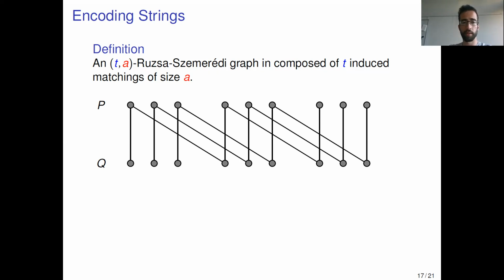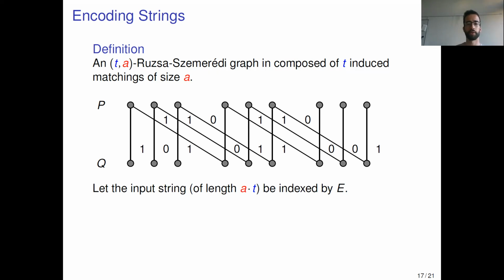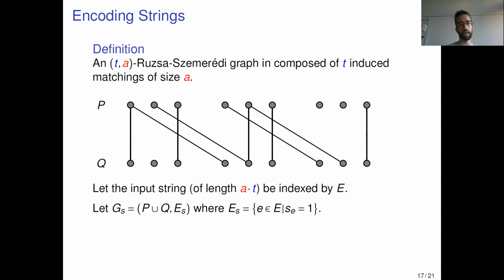And how are we going to use this to encode a string? So first of all, the length of our string is going to be the number of edges in this graph. And for simplicity, we're going to assume that the string is indexed by edges of the graph. So we can just think of the input string as 0-1 labels on the edges of this Ruzsa-Szemerédi graph. So we can very simply encode the string into the graph by just dropping the edges labeled by 0. So we only retain the edges that were labeled by 1. So we get this subgraph.